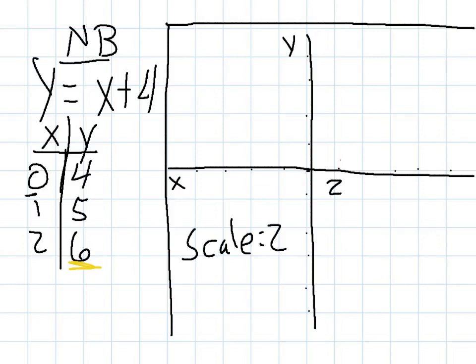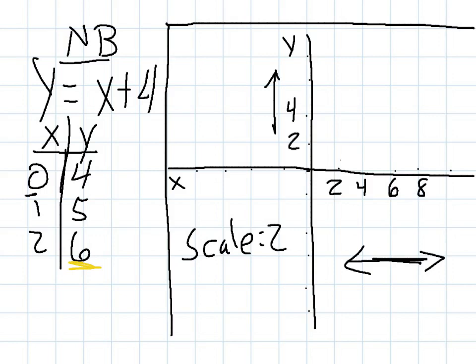So 2, 4, 6, 8. Now whatever scale I use going this direction, I have to use going this direction. So if one line is 2 left to right, then one line needs to be 2 going up and down. So now I'm able to fit all of my points that I need from my data table right here on my graph.